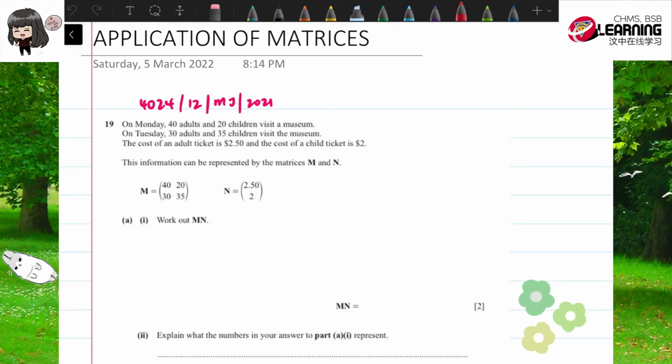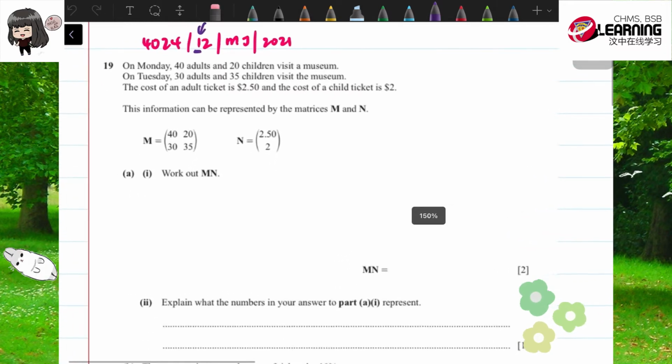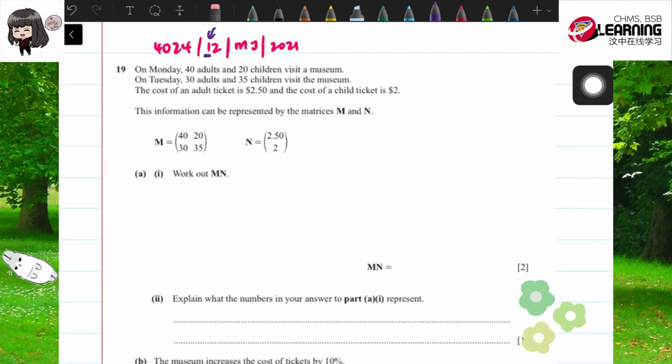So let's you copy these questions. Please copy the code of the paper as well. I took it from the 2021 paper 1-2, so this is from paper 1. How do you see whether it's paper 1 or paper 2? You just look at this. This is paper 1, so no calculator. You are not supposed to use a calculator.